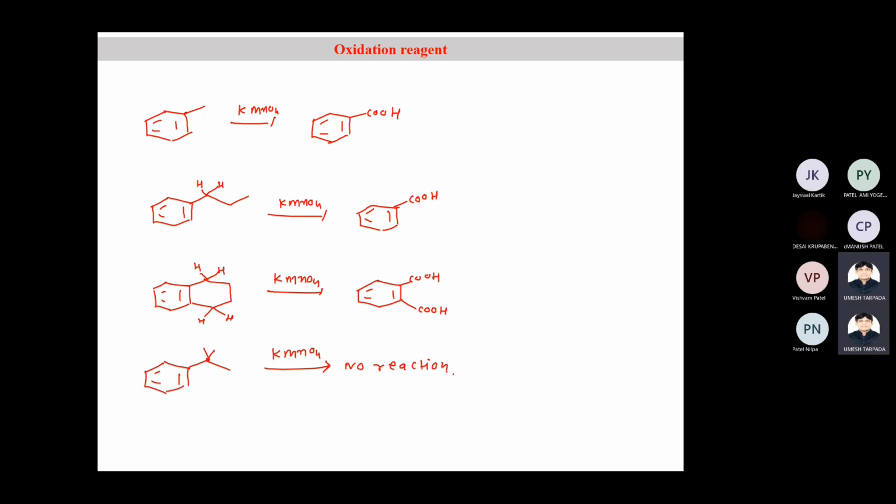So these are the applications of KMnO4 as a strong oxidizing agent. But suppose you have cumene with one hydrogen. So this will undergo oxidation, of course. But this will give product with the loss of carbon atom. So KMnO4 is a very good reagent to carry out oxidation.